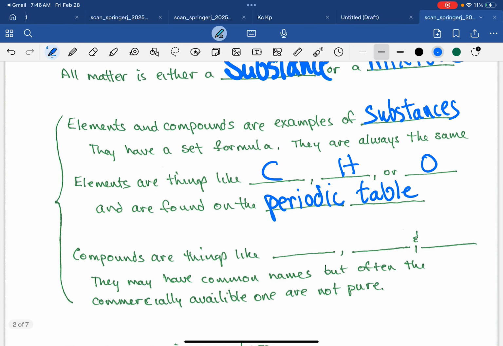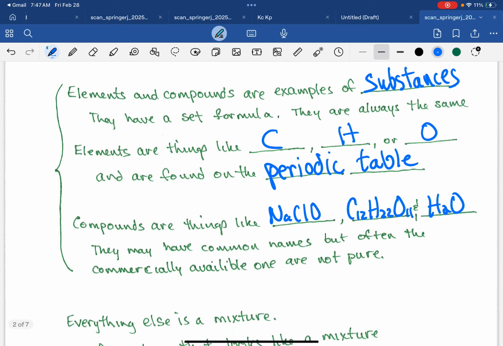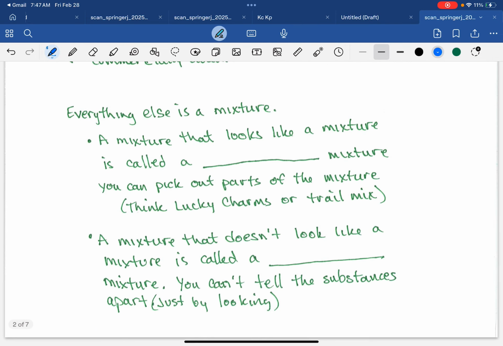And then compounds are made of elements, so they are things like bleach, sugar, water, okay? And they have common names, like I just said there, but it's actually sodium hypochlorite, sucrose, and water. But the commercially available products are generally not as pure as you might want for doing a lab in chemistry class. So everything else is a mixture.